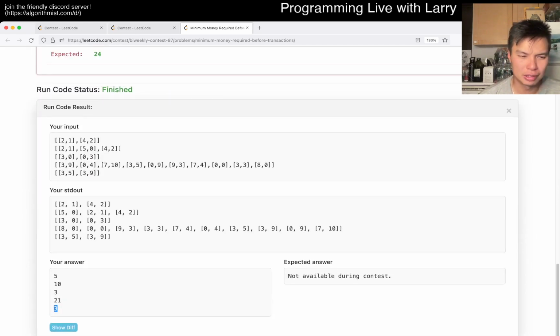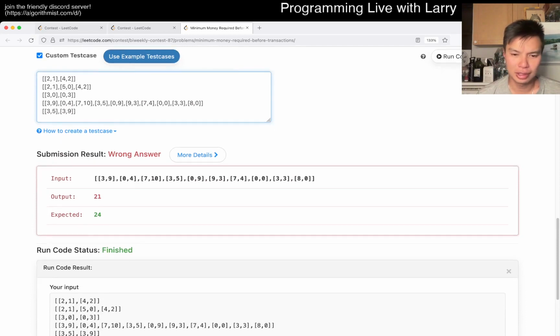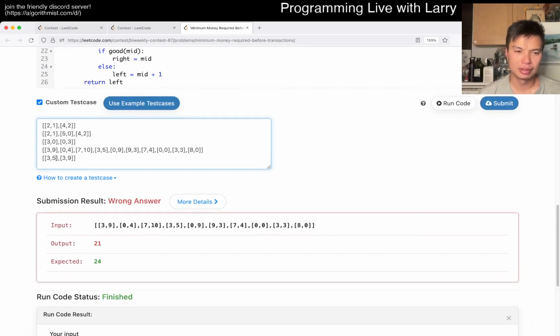Well, this seems clearly wrong. Oh, no. It's cashback. I got them wrong, the wrong idea. Okay, this is clearly right. And what is the case that I'm looking for? Something that costs a lot.